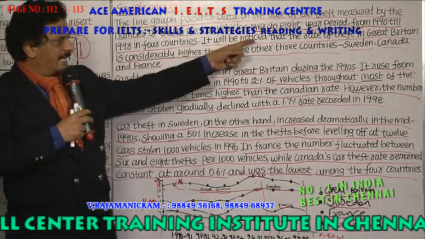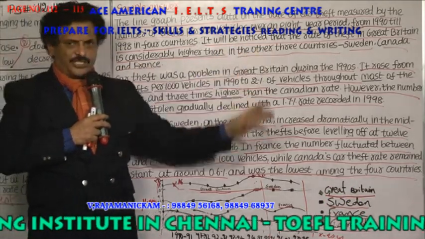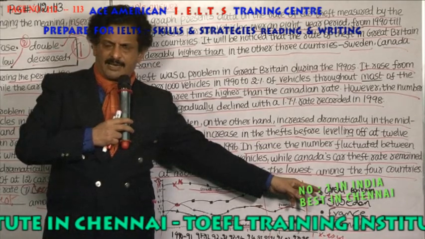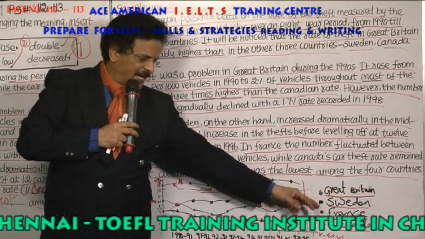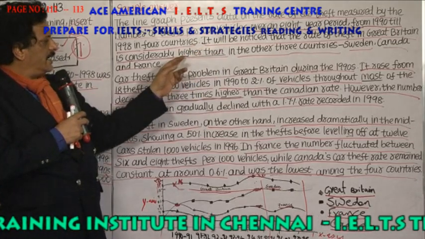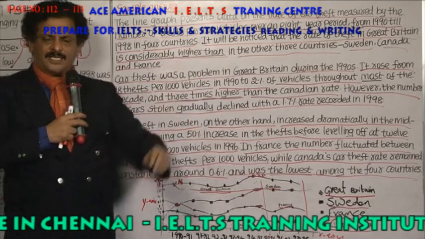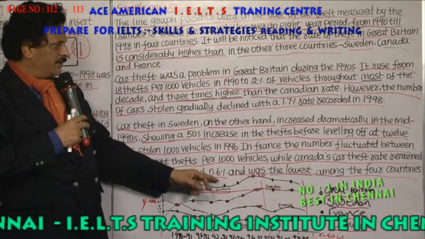It will be noticed that the rate of theft in Great Britain is considerably higher than in the other 3 countries. Great Britainல கனடா, பிரான்ஸ், ஸ்வீடனை விட அதிகமாக கார் திருடப்பட்டு இருக்கிறது. The car theft was a problem in Great Britain. கிரேட் பிரிட்டன்ல கார் திருட்டு ஒரு பெரிய பிரச்சனை.